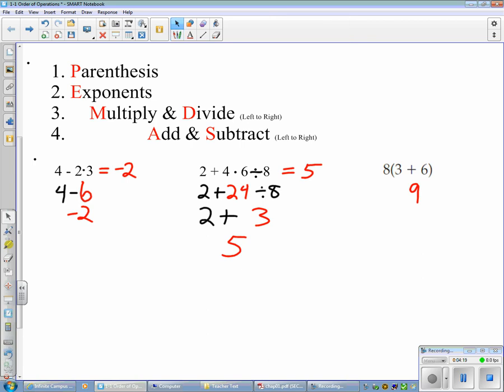And since there's no other operations there, then we don't need the parentheses anymore. Obviously, since that 8 is right next to that 9, that stands for multiplication. So I'm just going to copy the 8 down and put a multiplication sign to remind me that that was multiplying. My last step here is 8 times 9, and that is 72. So my answer to 8 times the quantity of 3 plus 6 equals 72.